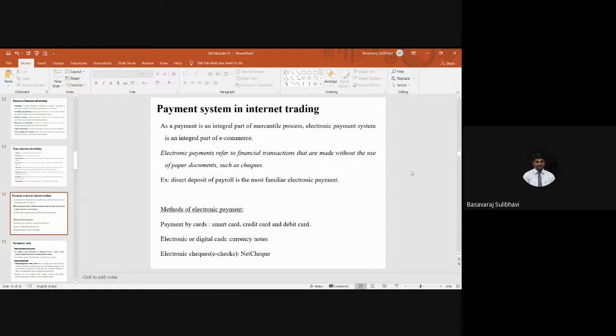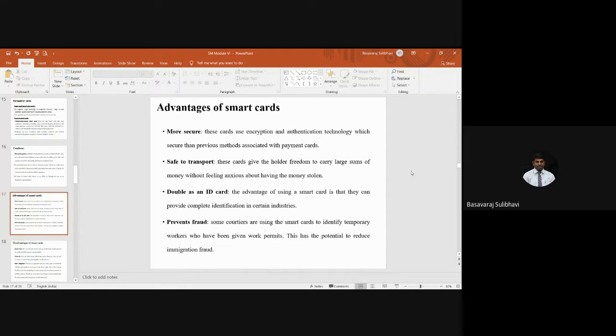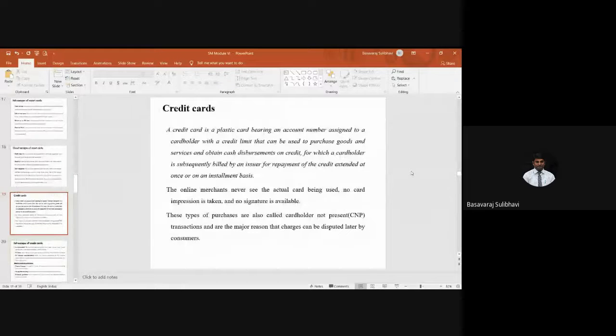Some methods of electronic payments which we have already discussed are payments by cards. Smart cards are over, and credit card is over, and we have to start with debit cards. Sorry, we will discuss these all one by one. We began with payment by cards, like smart cards, then types of smart cards, then their advantages as well as disadvantages. So today we are going to start part 3 of module 6 with the concept of credit cards.